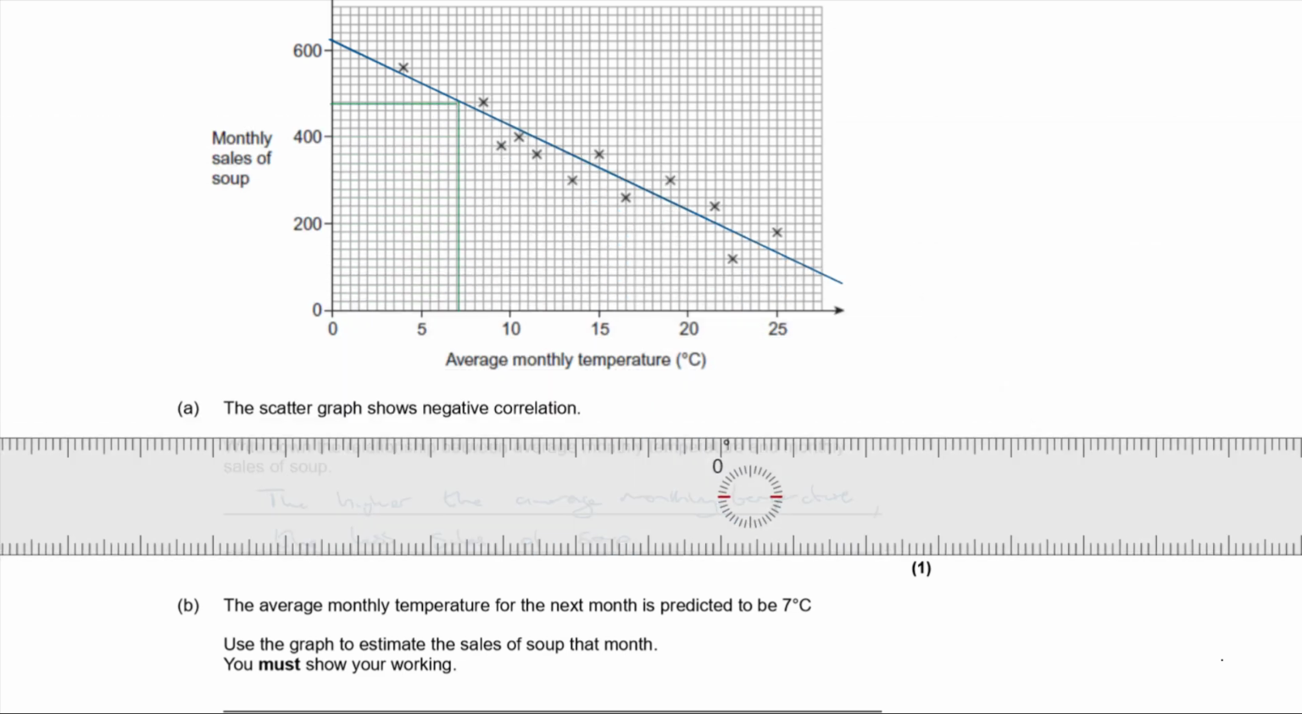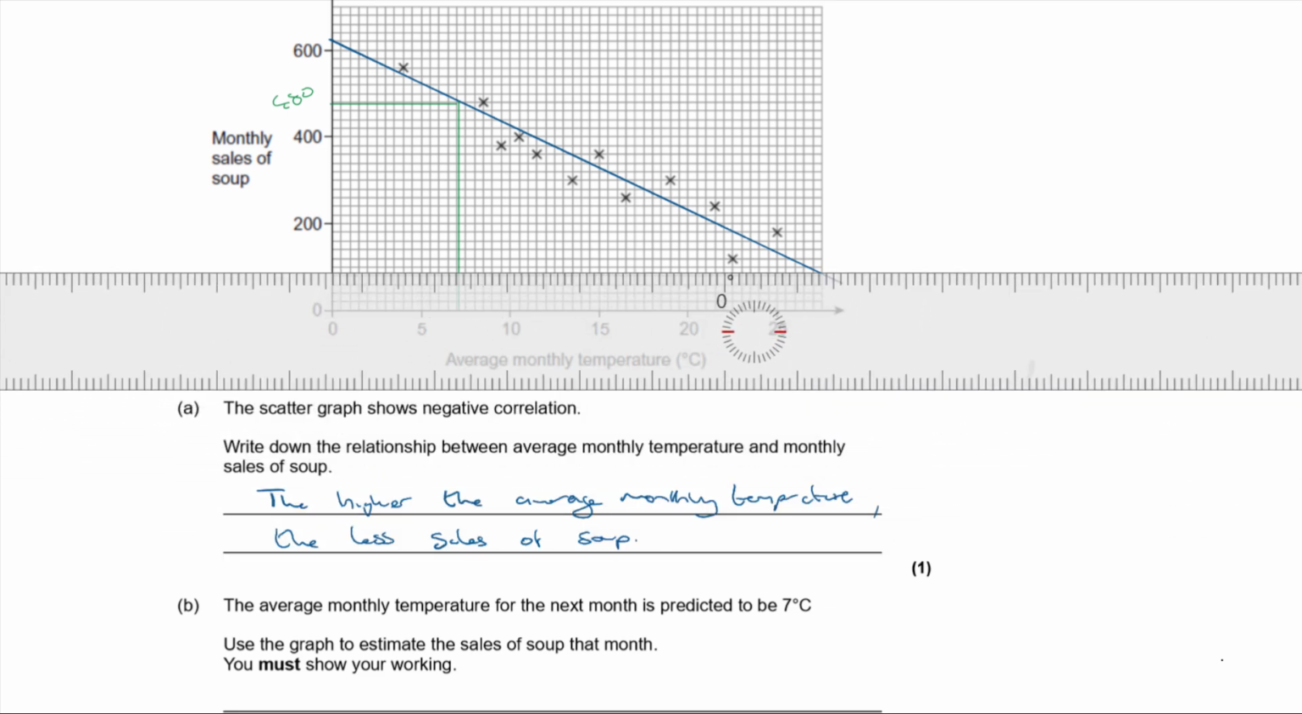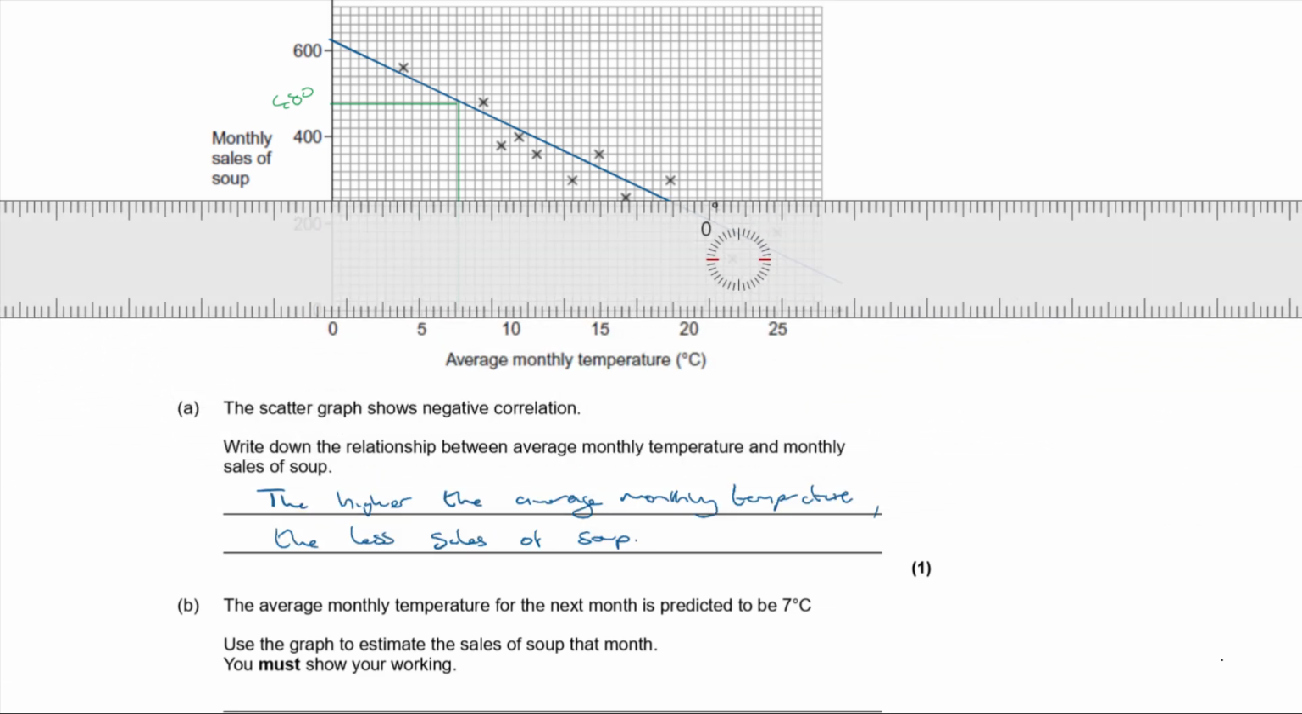What's that then? So I've got 1, 2, 3, 4 little squares up from 400. Now there are 10 squares between 400 and 600, so that spans 200 units in 10 squares. So 1 square would be 20, so 4 squares would be 4 lots of 20. So I'm reading that as 480 then. That's going to be 480 on my scale. So that means that monthly sales of soup I'm estimating to be 480 tins.